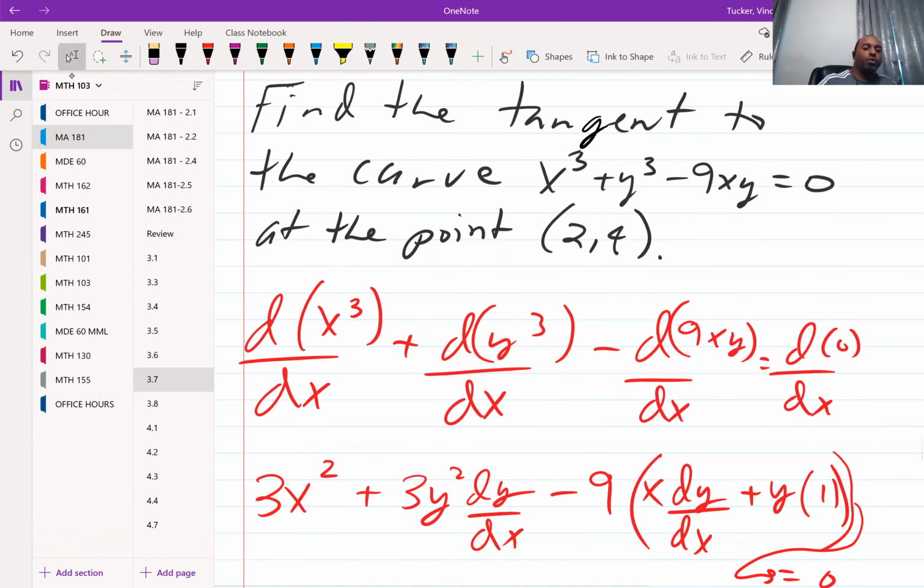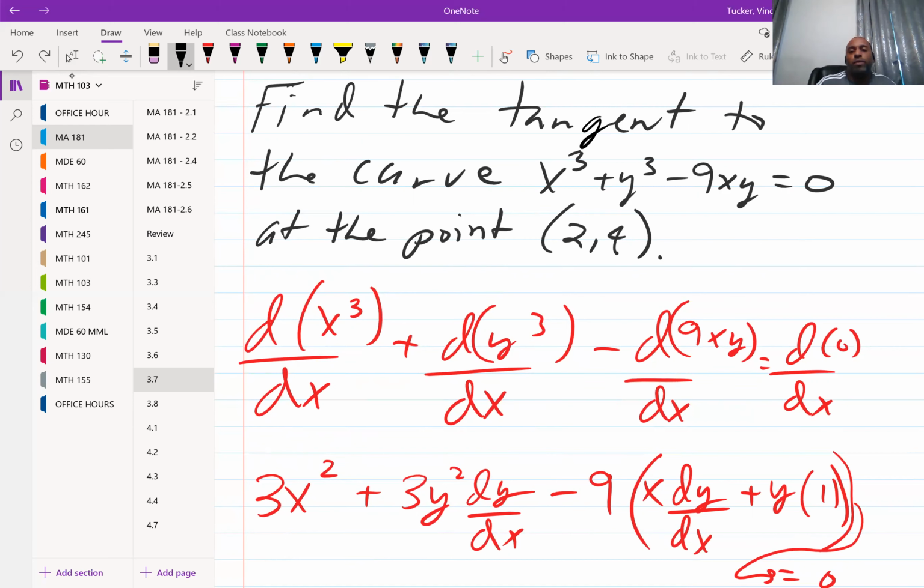Derivative of x cubed is just 3x squared. Bring the 3 down, subtract 1 from the exponent. Derivative of y cubed, bring your 3 down, subtract 1 from the exponent, 3y squared. But once again, we're taking the derivative of y with respect to x, so there still should be this dy/dx piece still there.